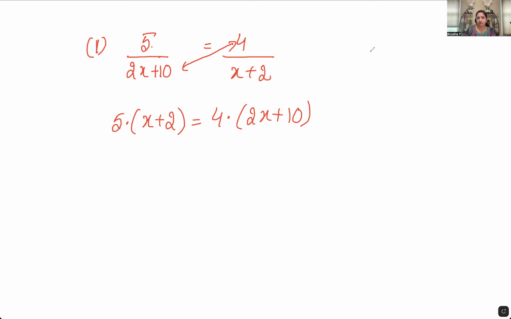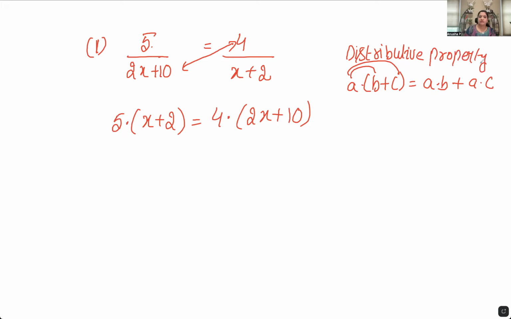Here we have to use distributive property. A times B plus C is nothing but A times B, and we have to do A times C. In the middle we have plus sign. So plus A times C. Okay. This is distributive property. So 5 times X is 5 times X plus we have to do 5 times 2 is equal to 4 times 2x plus 4 times 10.